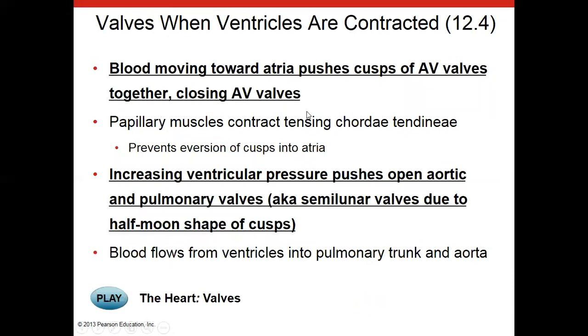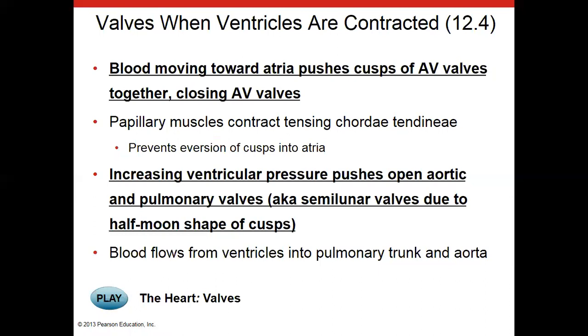When the ventricles are contracted, there's a lot of pressure buildup in the ventricles, and that pressure wants to push blood back up into the atria. To prevent that, the cusps of the atrioventricular valves basically close off the opening between the atria and the ventricles. The papillary muscles contract to tense on the chordae tendineae, and that prevents the cusps of the valves from flapping back up into the atria.